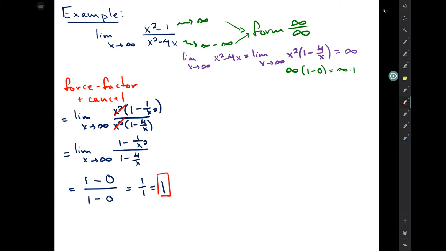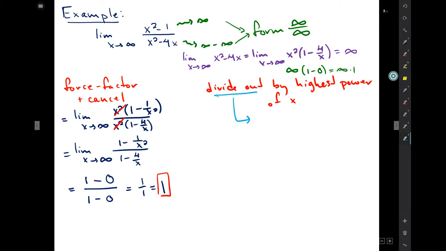Now, on the other hand, another method, because some people don't like force factoring, and I don't blame you. Another method is to divide out by the highest power of x. And when I say divide out, what I mean is to divide the top and the bottom.